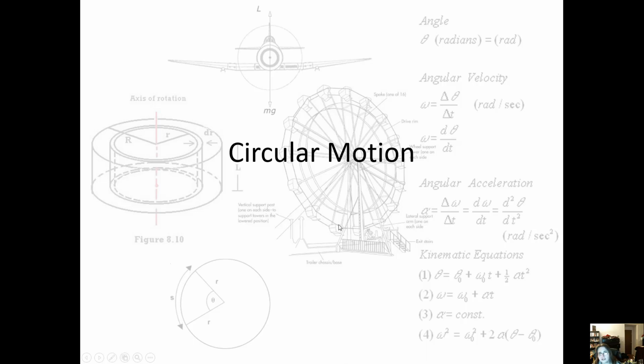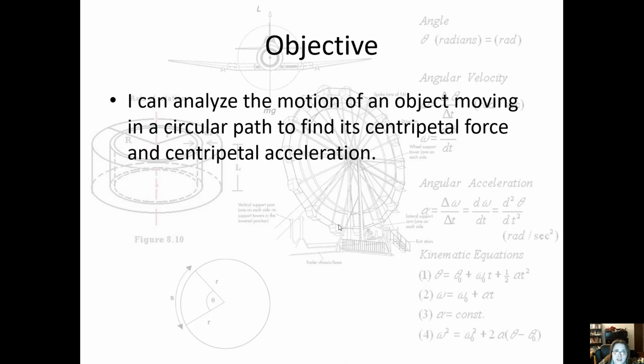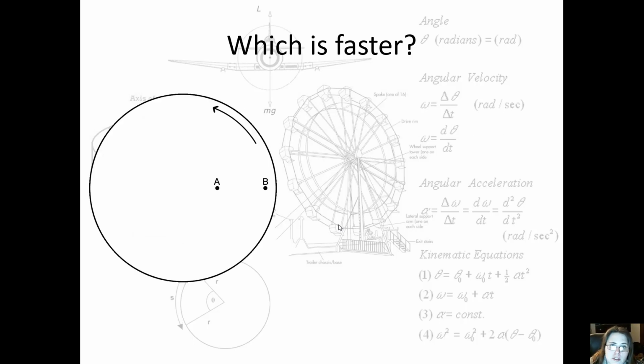All right, today we're going to be looking at circular motion. Our objective is to be able to analyze the motion of an object moving in a circular path to find its centripetal force and centripetal acceleration. So we have 2 points here, A and B. Which one is moving faster?